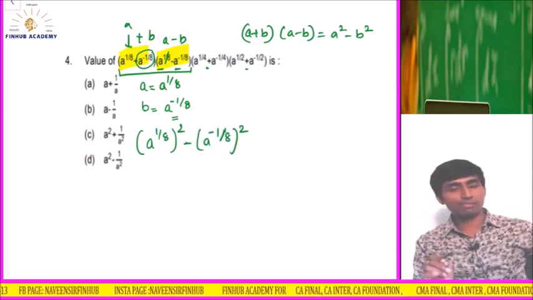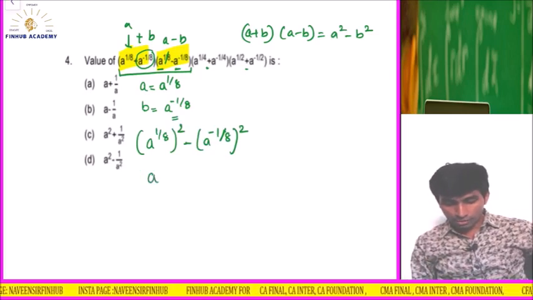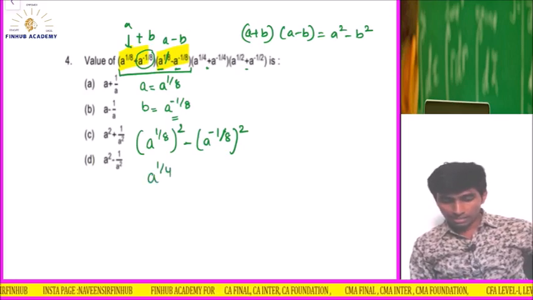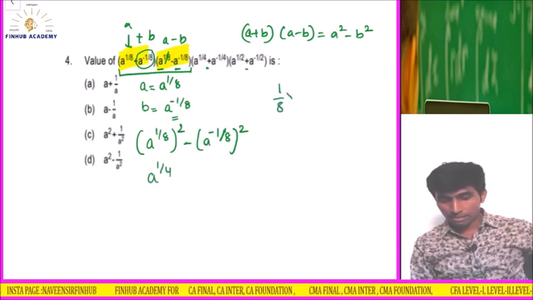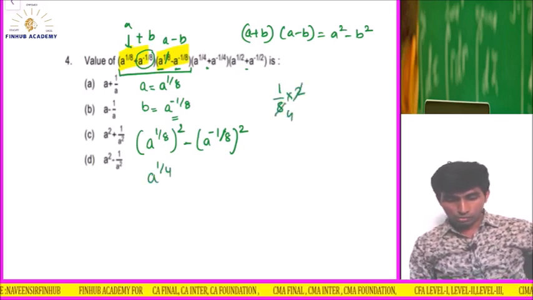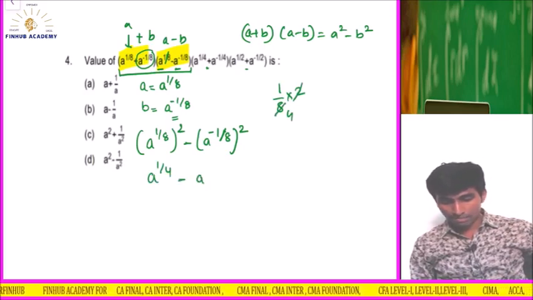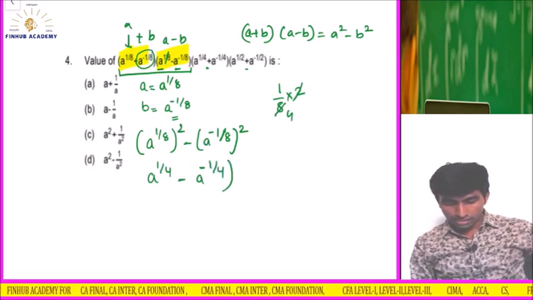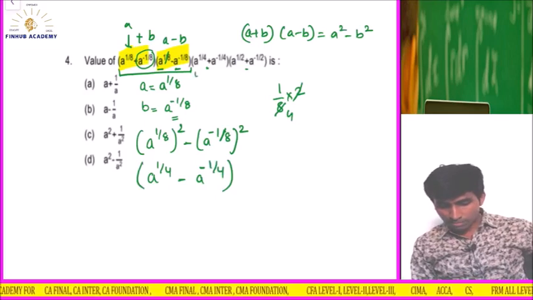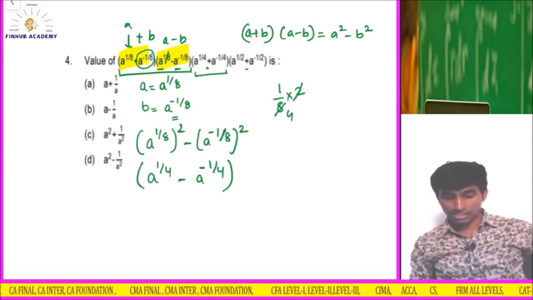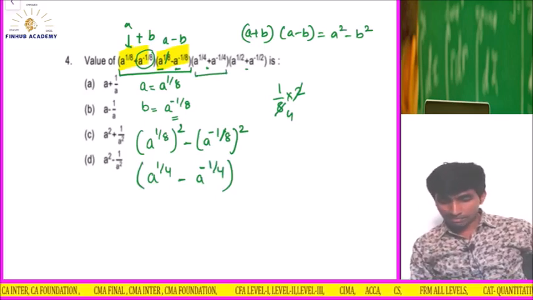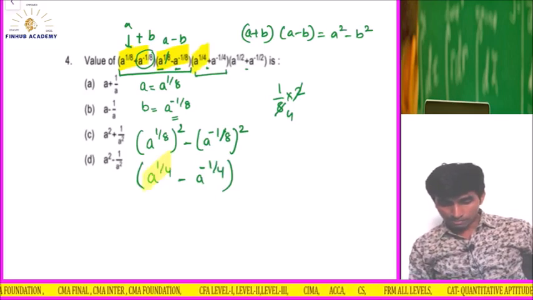I am solving this much part. So I will get a raised to 1 by 4. We know that, see, 1 by 8 multiplied by 2 is what? 2 ones are 4s are. So a raised to 1 by 4 minus, same way, minus 1 by 4. This is in one bracket. If you see the next part now, again it's forming a sequence. Here the base is same. See this part, same. Here see this part, same.